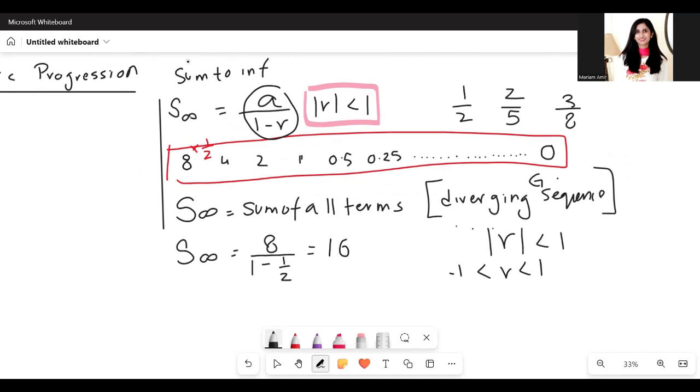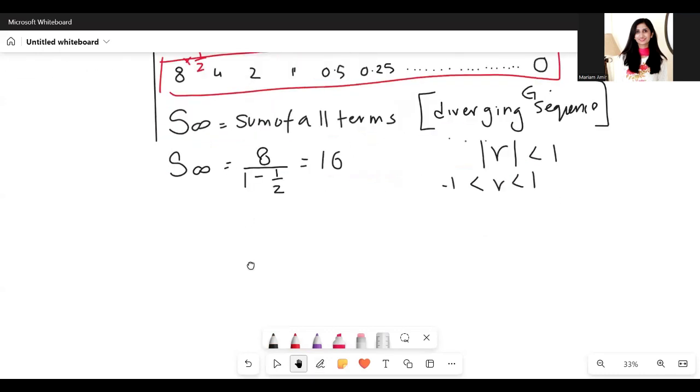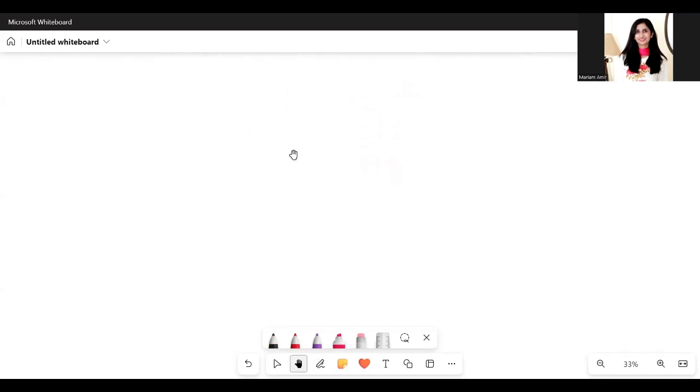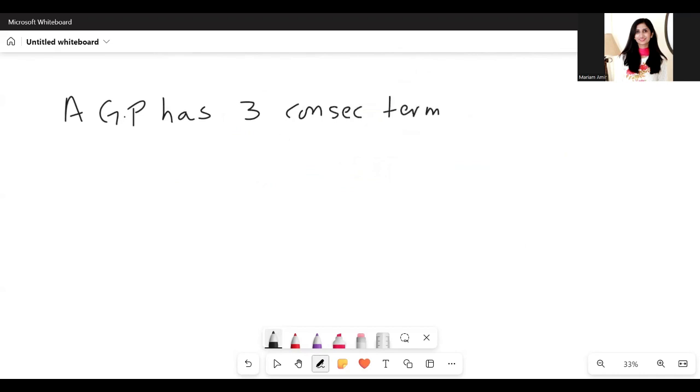One more thing that is left to discuss is how to connect three consecutive terms of a geometric progression. So same question, a GP has three consecutive terms X, Y, Z. Form an equation in X, Y, and Z.